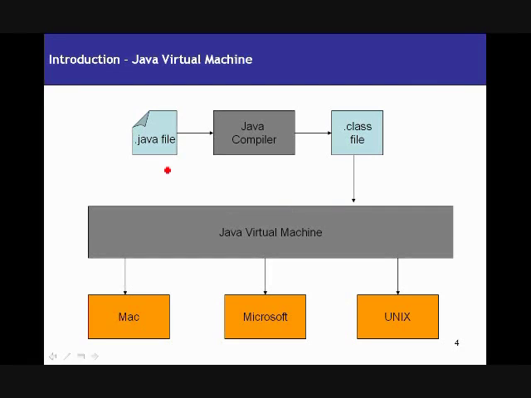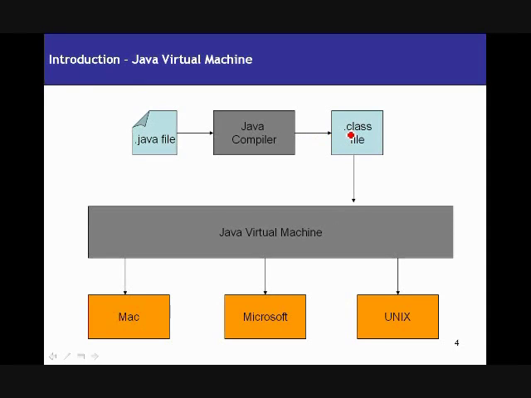Okay. Now let's see how the whole process goes. Okay. So you write your Java program, right? And you name your program as a .java file. Okay. And you basically compile your program and pass your Java program to the Java compiler, which actually compiles your program. And the compiler creates a .class file.